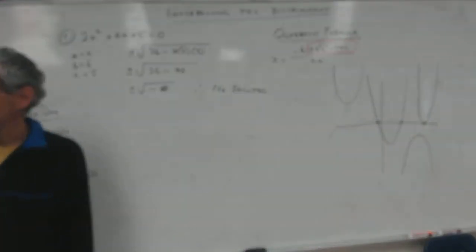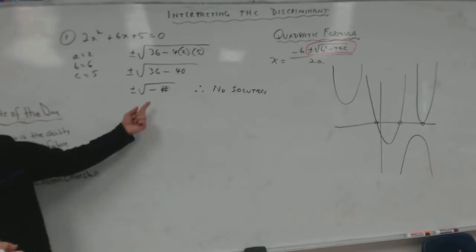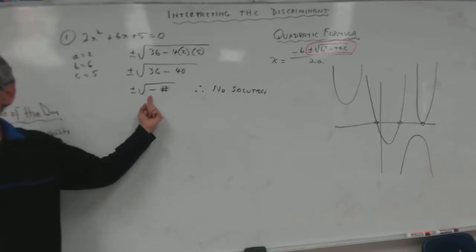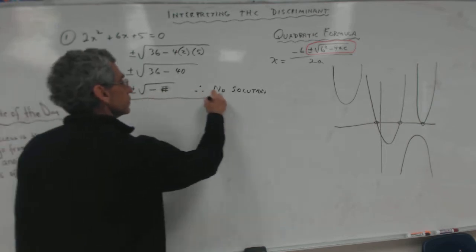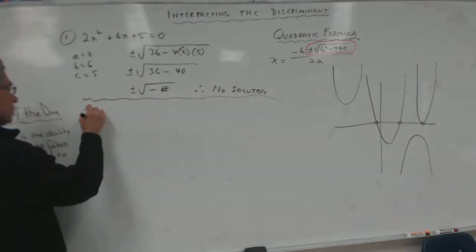All right, just to 5. You get that? Make sense? So if the number under the square root sign is negative, there is no solution. Okay, so that's number 1. Now let's try number 2.